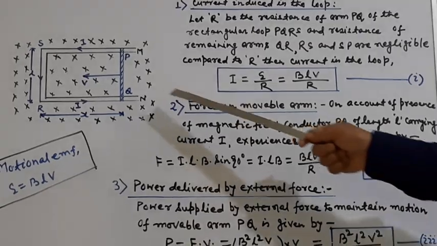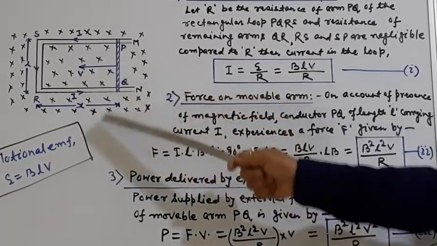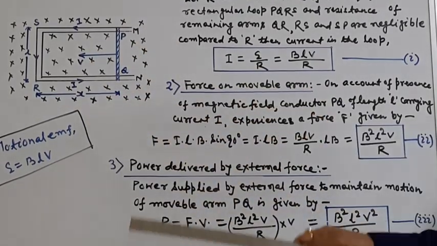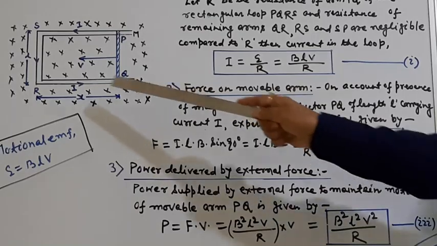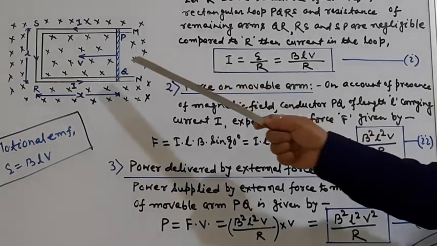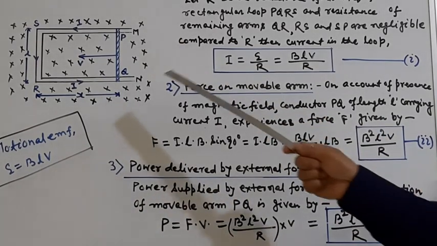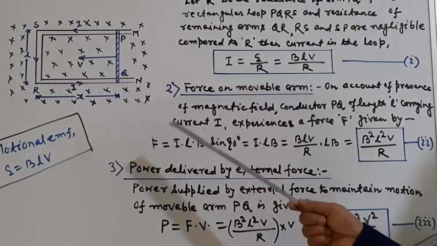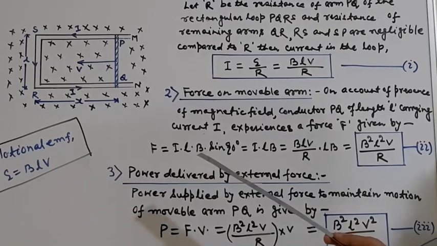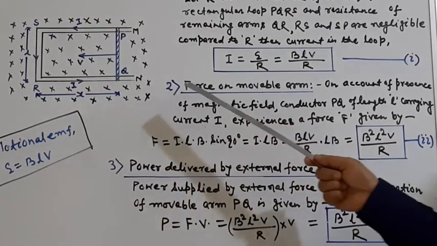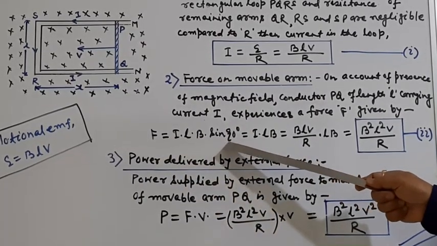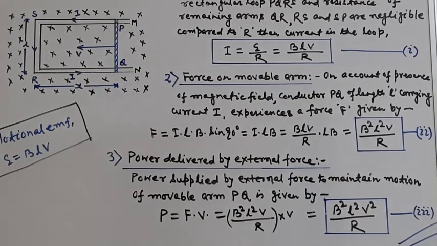Now we'll find the force on this arm PQ. Actually, on account of the presence of this magnetic field, this conductor PQ, whose length is L and which carries some current I, will experience a force. And the formula of the force we know is F equal to ILB sine theta. It will be taught in magnetic effect of current. So here the force experienced by this arm PQ is F equal to ILB sine 90 degrees, because the field is perpendicular to the system.